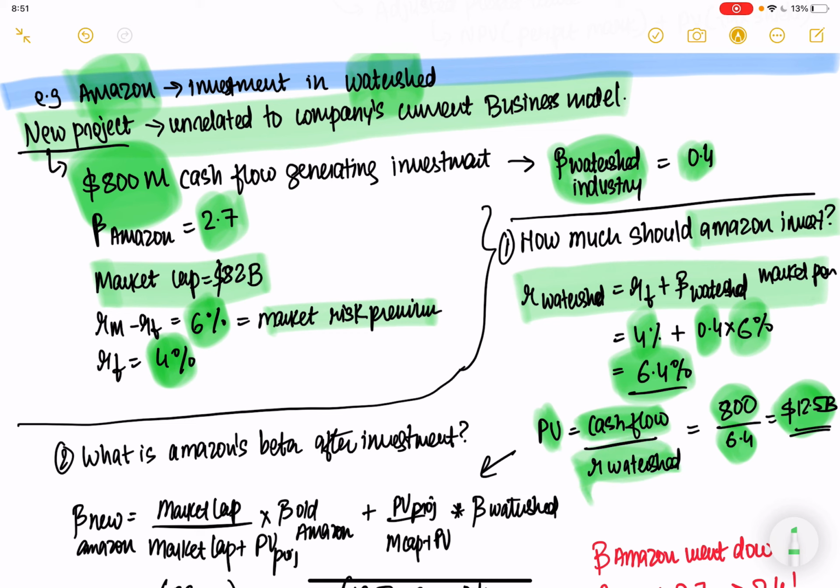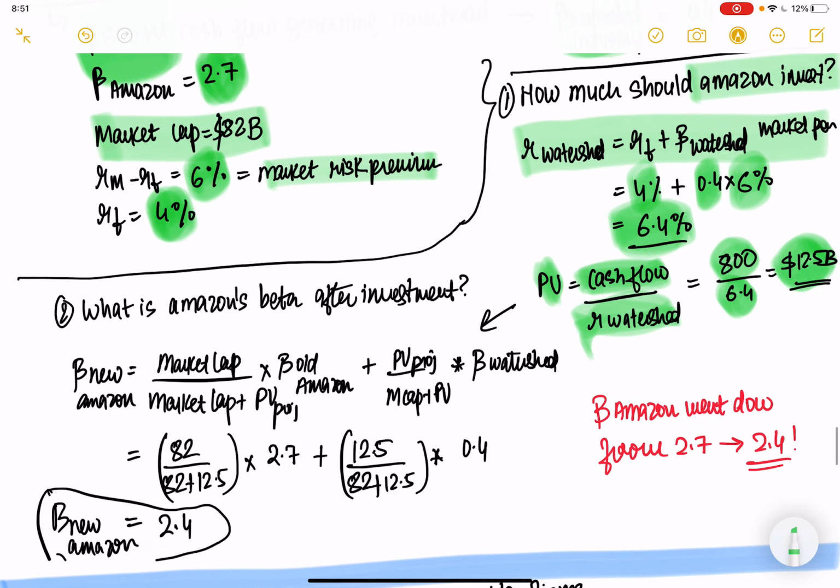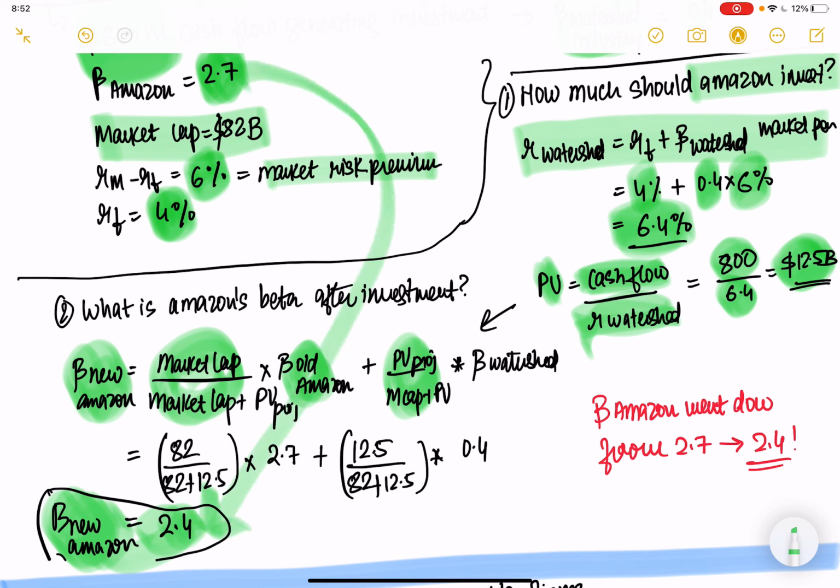So what happens if Amazon were to take this opportunity and actually invest in this project? Then what is Amazon's new beta? The current beta is 2.7. So you can again weight average that. Amazon's new beta would be the weighted average of the current beta with the current market cap and the new project. So the beta actually reduces. It goes from 2.7 down to 2.4.